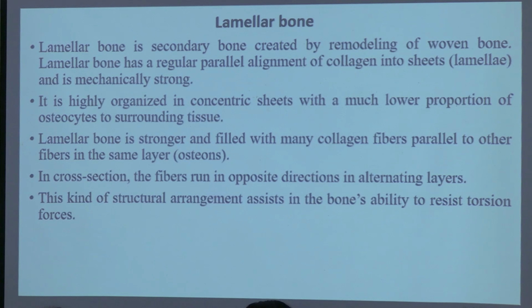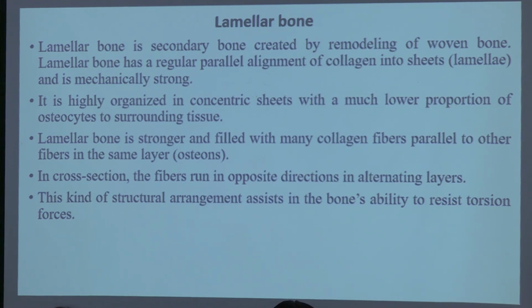Okay, now in case of lamellar bone, regular or parallel alignment of the collagen fibers is present in the lamellae. Okay, what is the meaning of lamellar arrangement? Lamellar arrangement means the lamellae are present. Okay, now what is lamellae? Lamellae are nothing but the thin sheets of bone. Okay, where a single sheet of bone is called a lamella. Single sheet of bone is called a lamella.